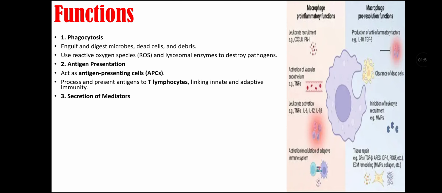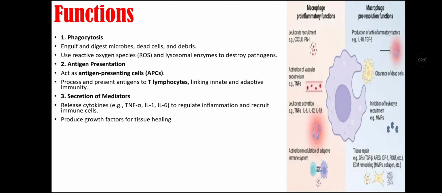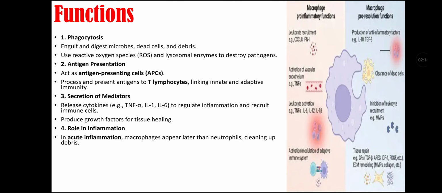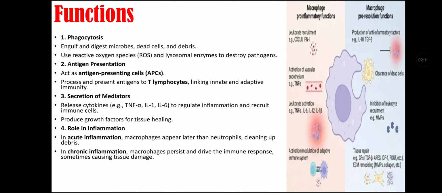Third function is secretion of mediators, as they release cytokines to regulate inflammation and recruit immune cells. And they also produce growth factors for tissue healing. Fourth function is their role in inflammation, as in acute inflammation, macrophages appear later than neutrophils, thus cleaning up the debris. And in chronic inflammation, macrophages persist and drive the immune response, sometimes causing tissue damage.